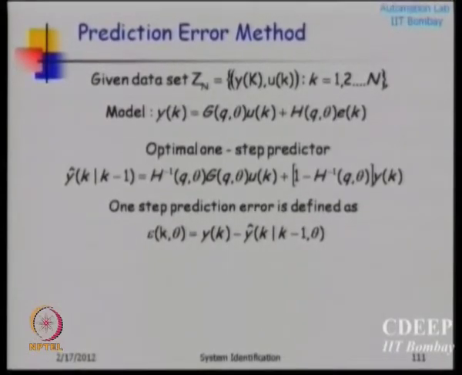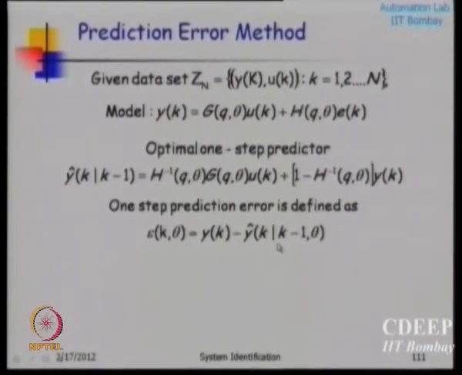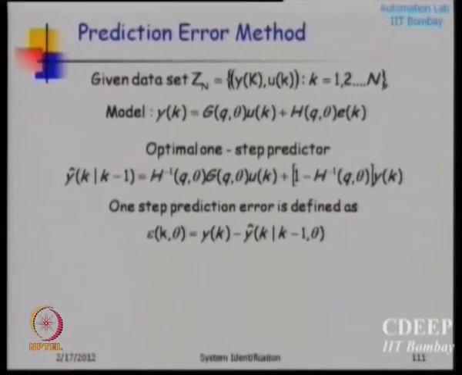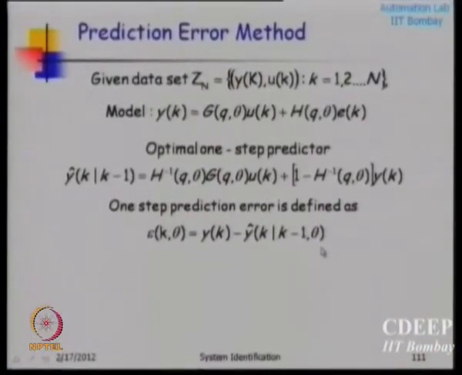And we estimate this prediction error. This method is called the prediction error method because we minimize the sum of the squares of prediction errors. Here y_k is the measurement at instant k, and y hat k given k minus 1 is the prediction of y based on measurements available up to k minus 1. This notation we are going to use throughout the course: k given k minus 1 means prediction of y using measurements available up to time k minus 1. Theta is the model parameters that you need to estimate.